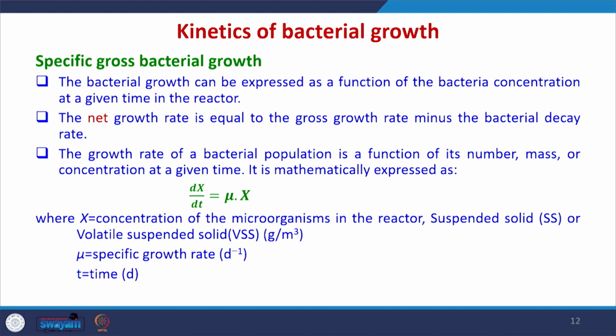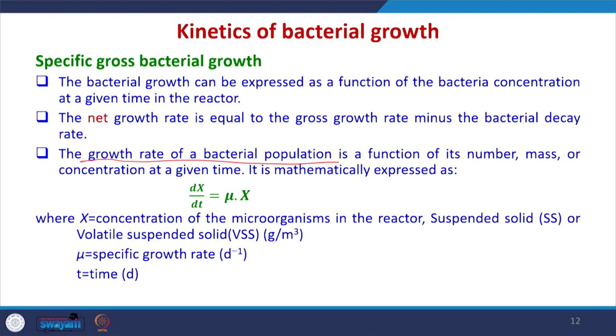Now, we are going further and we will try to understand the kinetics of the bacterial growth. We have studied the phases, now we will try to understand the kinetics. One term is called specific gross bacterial growth. The bacterial growth can be expressed as a function of bacteria concentration at a given time in the reactor. The net growth rate is equal to the gross growth rate minus the bacterial decay that is possible.